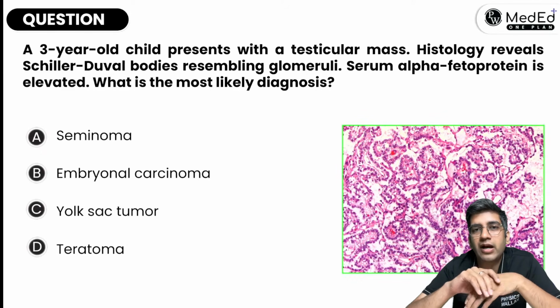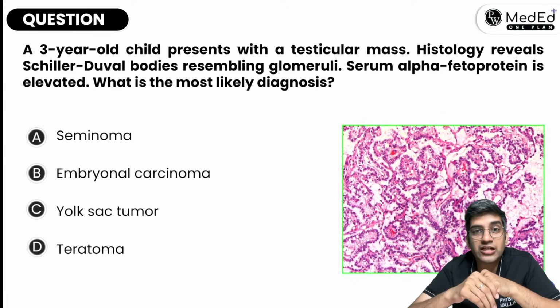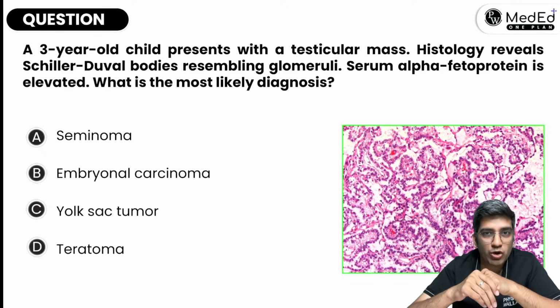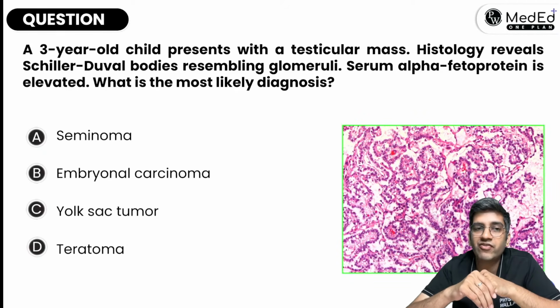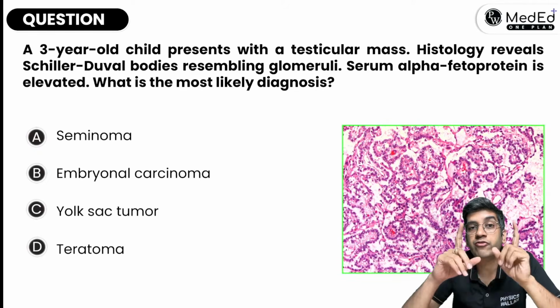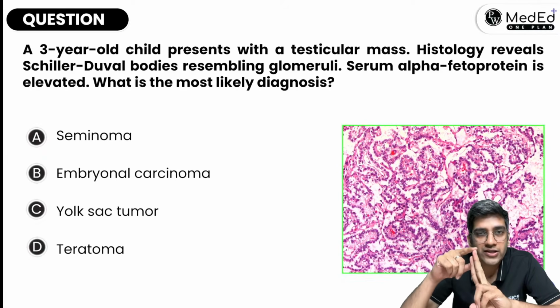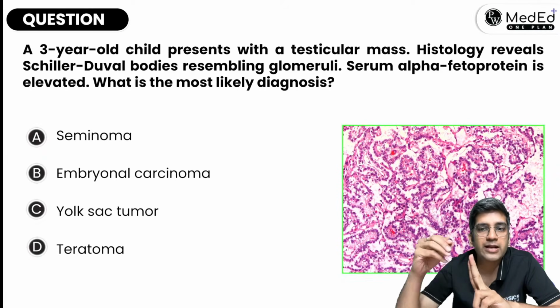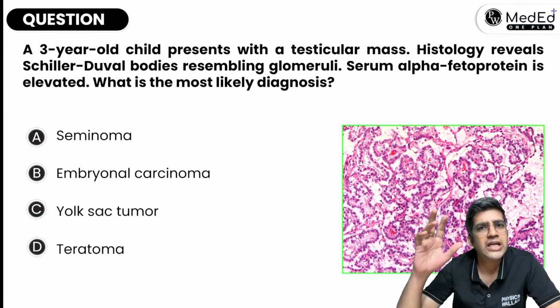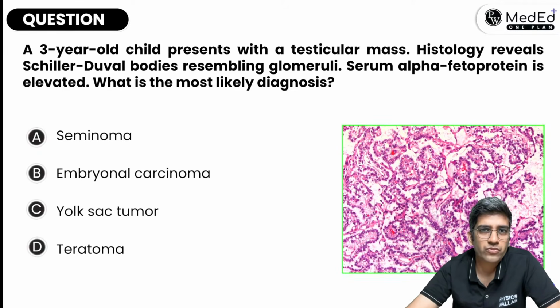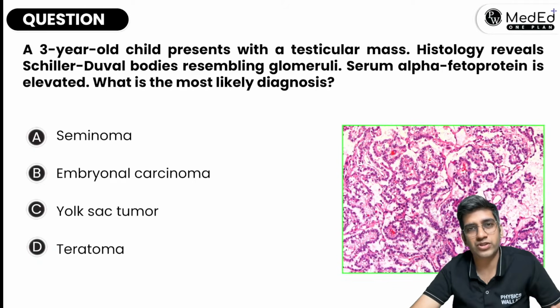Here, if you have identified the right answer after reading that histology reveals Schiller-Duval bodies and alpha fetoprotein is elevated, I want you to rethink once more. The first word itself is a clue here. 3-year-old testicular or ovarian mass, diagnosis yolk sac tumor. No other tumor comes in a 3-year-old. Less than 10 years old, you can keep it. It is definitely yolk sac.